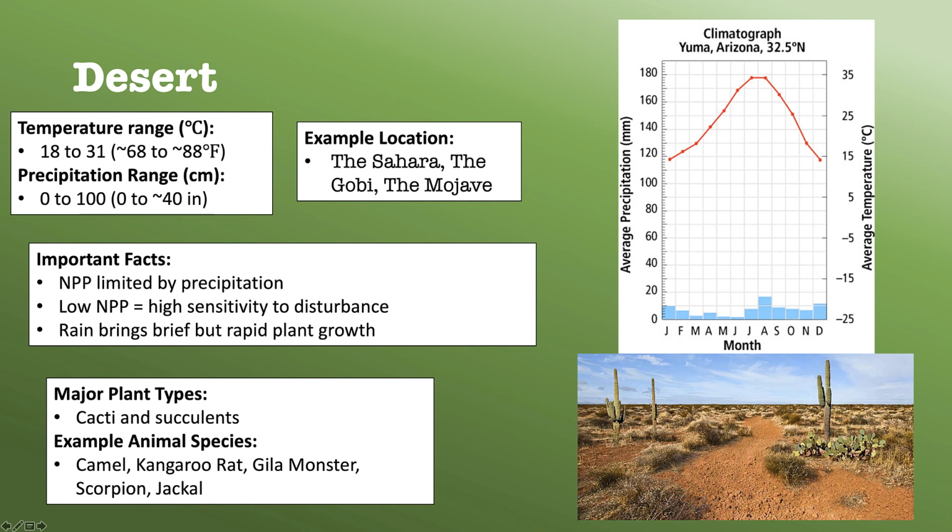Now, when it does rain, and it doesn't rain often, but when it does, plants take advantage. There's a very brief but very rapid plant growth where you have a lot of flowers blooming, plants growing, seeds being produced, and then as soon as the rains stop and everything dries up and bakes away, everything goes back to where it is until the next rains come, which could be next year or could be the next decade. Depends.